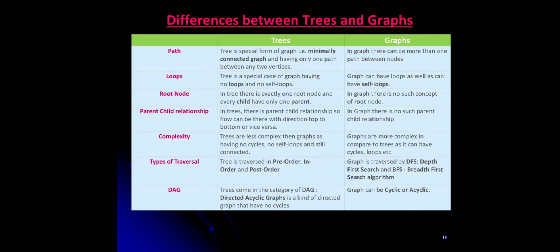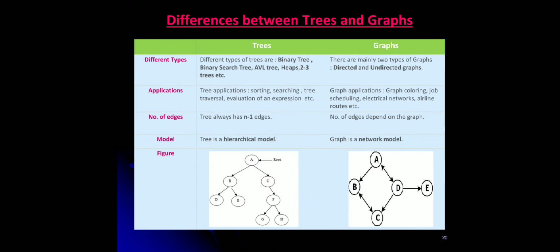And there are actually 3 types of traversals in case of a tree: pre-order, in-order and post-order, whereas in a graph it is BFS and DFS traversal algorithms for traversing the graph. And trees come in the category of directed acyclic graph. It is actually a kind of directed graph which does not have any cycle. A graph can be either cyclic or acyclic. And different types of trees are binary tree, binary search tree, AVL tree, heaps, 2-3 trees, etc. But in case of graph, there are two types of graphs, directed and undirected.